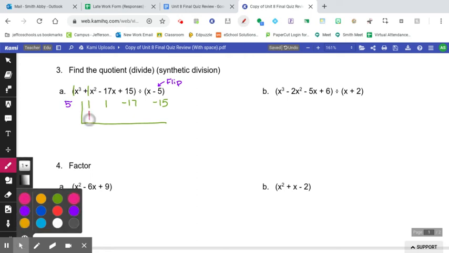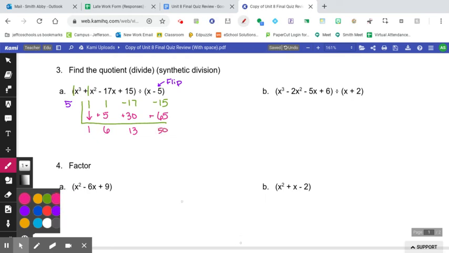All right. Bring this guy down to be 1. 1 times 5 is 5. Add these two up to get 6. 5 times 6 is 30. Add these two together to get 13. 5 times 13 is 65, I believe. Add them together, and we get 50.